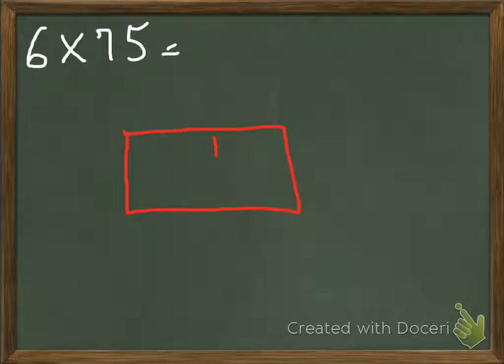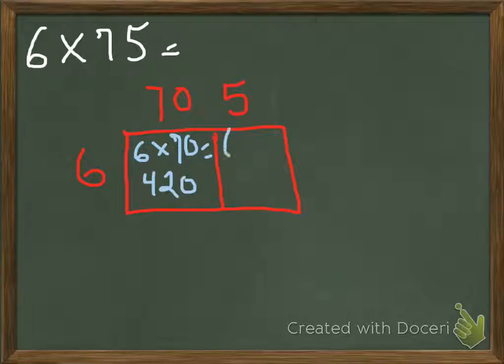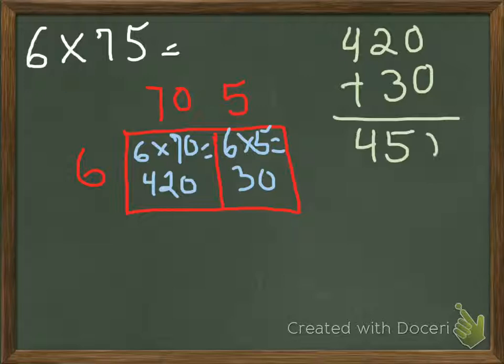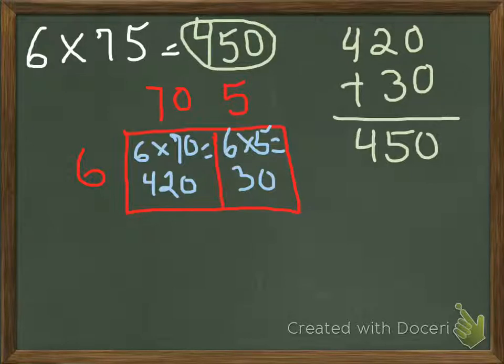What if we arrange the problem like this, with the big number separated into tens and ones? We can multiply each part. 6 times 70 equals 420, and 6 times 5 equals 30. Then we can add each part together. 420 plus 30 equals 450. So the answer to 6 times 75 equals 450.